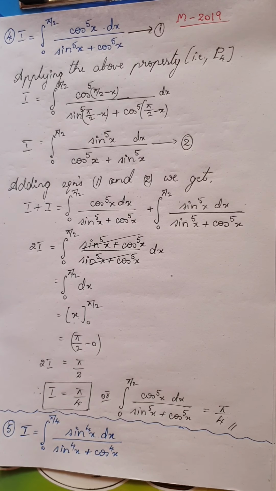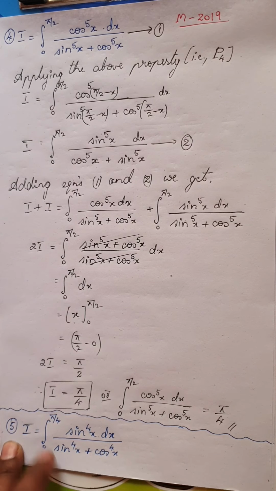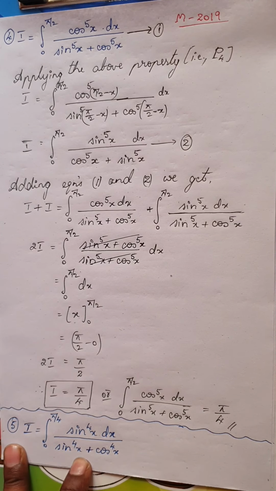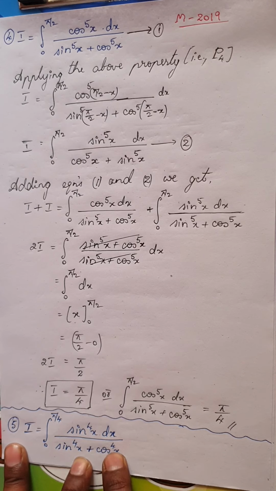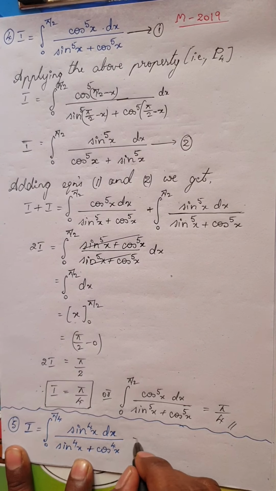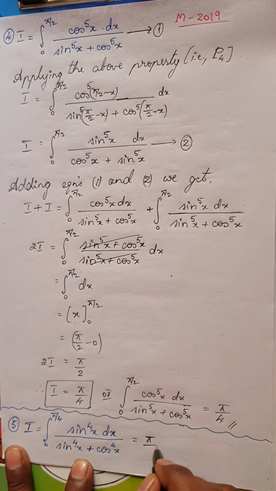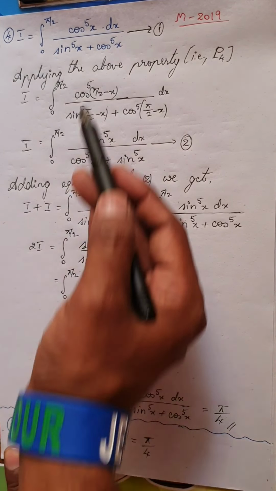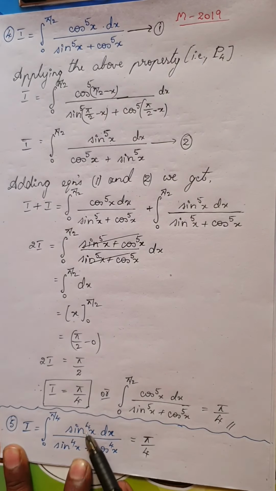Right, students. So the next question which can be asked for this question is, this has not been asked, but this question is again very similar to the previous question. Only thing is, there the power is 5, here the power is 4, and as I tell you, the answer for this question is also pi divided by 4. The same procedure, only thing is, there the term was cos, here the term is sin.